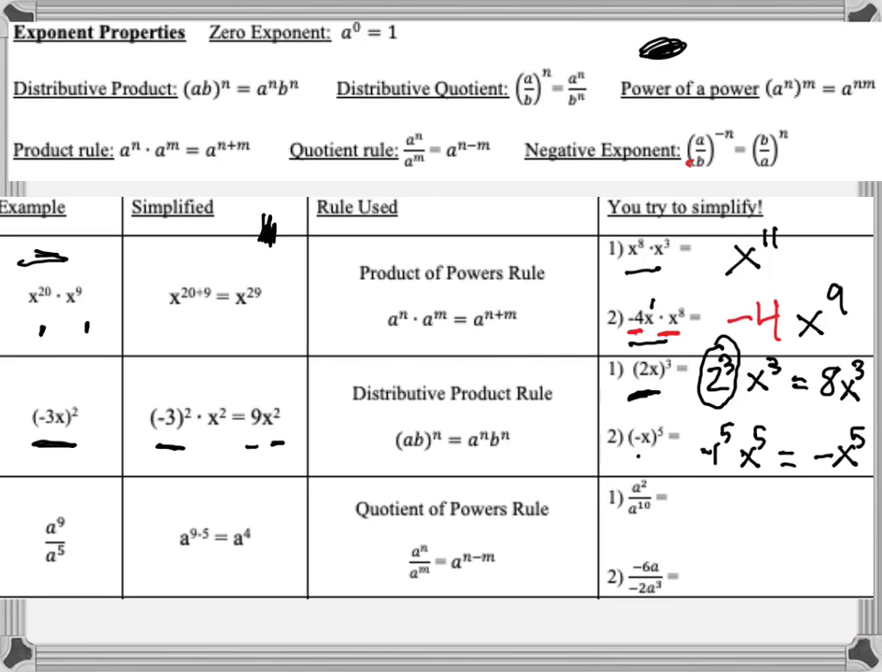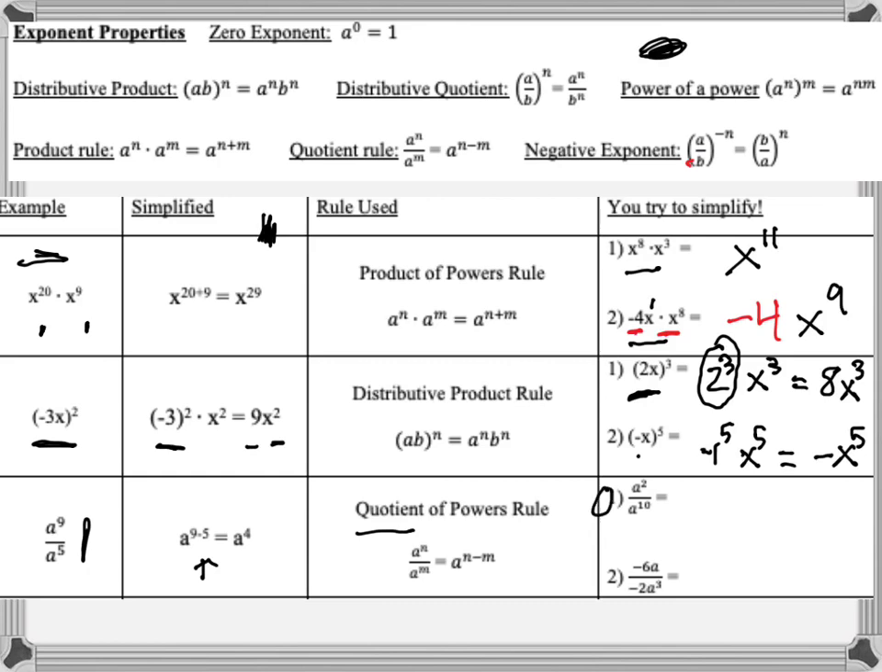When we are dividing with exponents, taking a quotient, we do the opposite of what we did when we multiplied. So when we multiply, we add the exponents, and when we divide, we subtract the exponents. We can see in this example here, we've got a to the power of 9 divided by a to the power of 5, and in those exponents, 9 minus 5 gives us a to the power of 4.